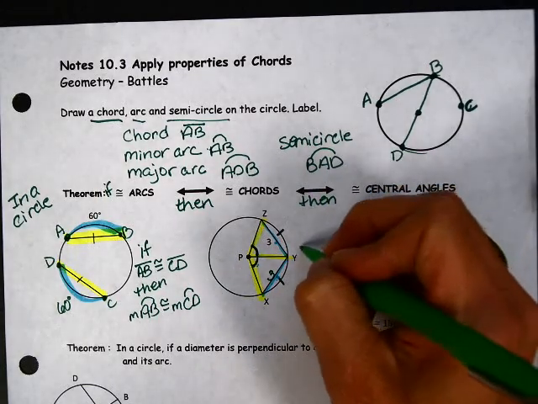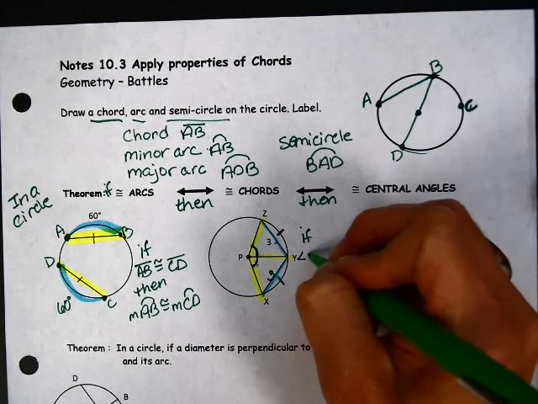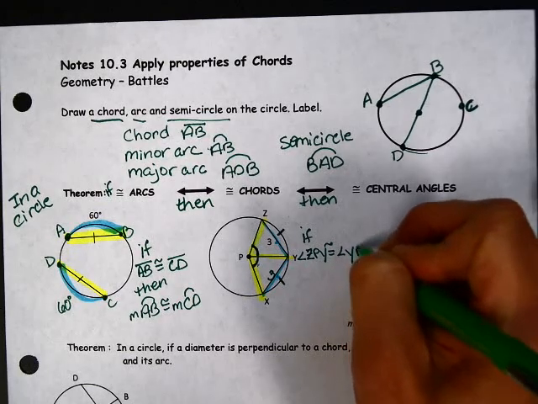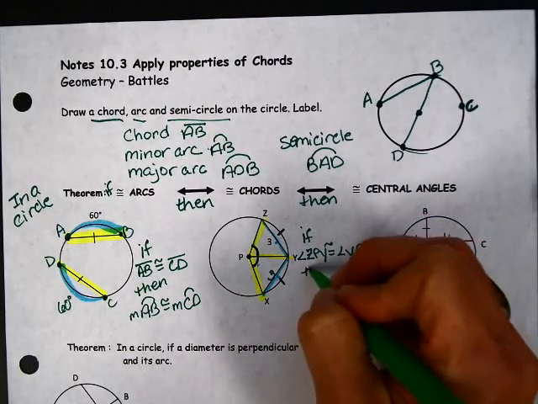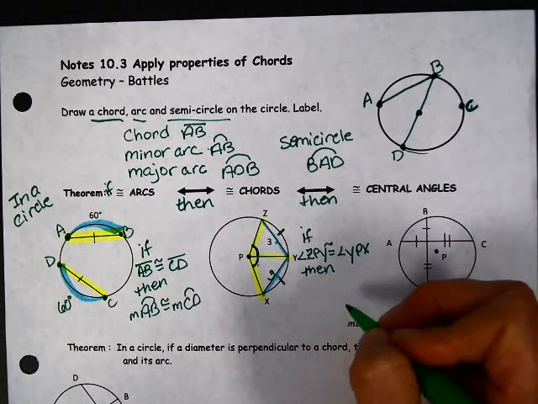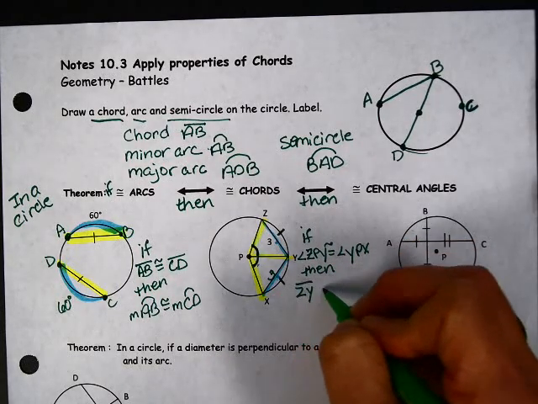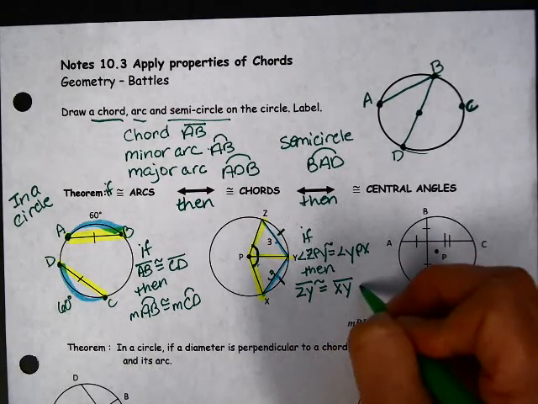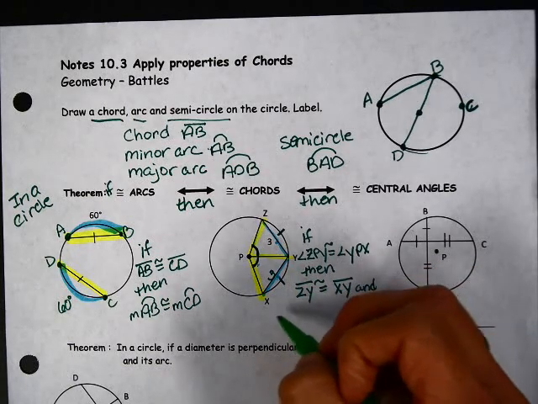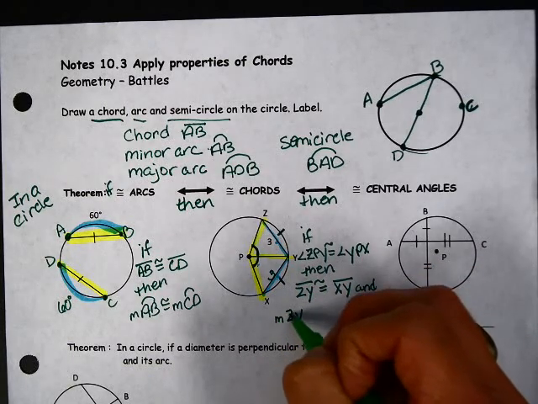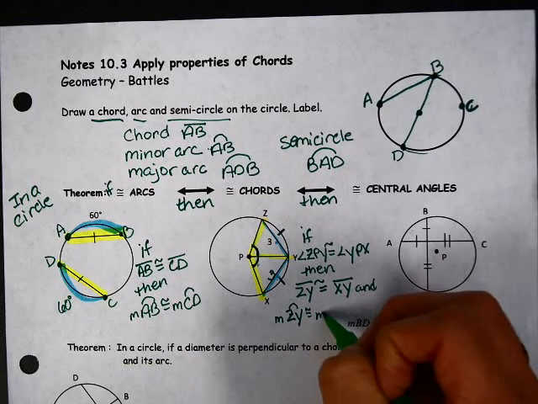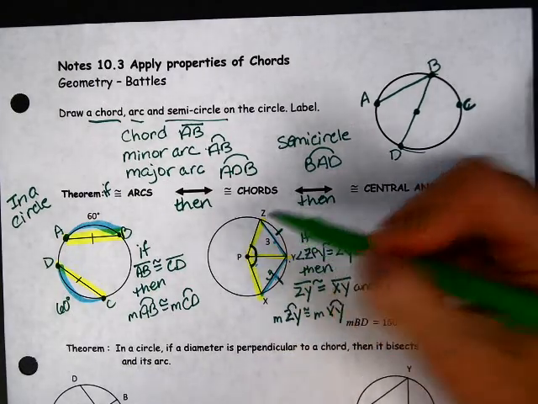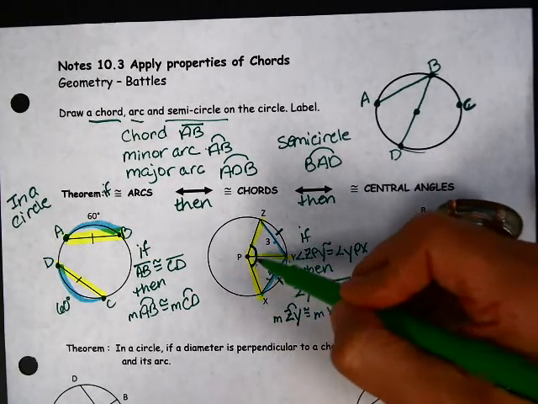So what we're going to state here is if angle ZPY is congruent to angle YPX, then segment ZY is congruent to segment XY. And the measure of arc ZY is congruent to the measure of arc XY, which is here and here for the arcs, the chords, and the angles.